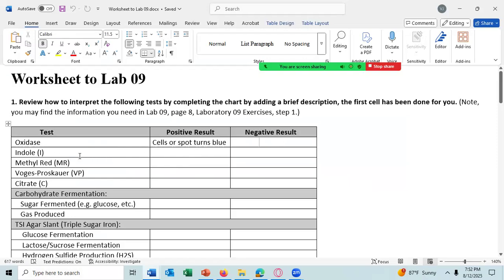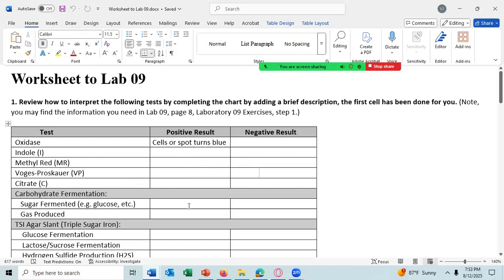And then for the indole test, that one is discussed in this lab. Give me the positive result and the negative result. For the MR test, it's also in this lab. Give me the positive result and the negative result. For the VP test, it's also in this lab. Give me the VP positive and the VP negative. And then for the positive result of the citrate test, you'll obviously have growth and it'll change color. You just need to say what color it is. And then tell me what the negative result is.